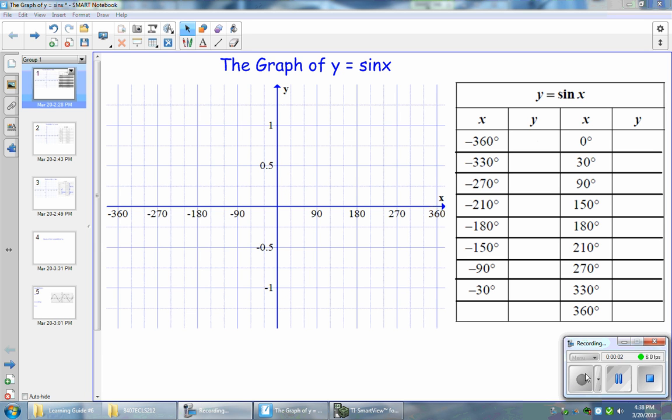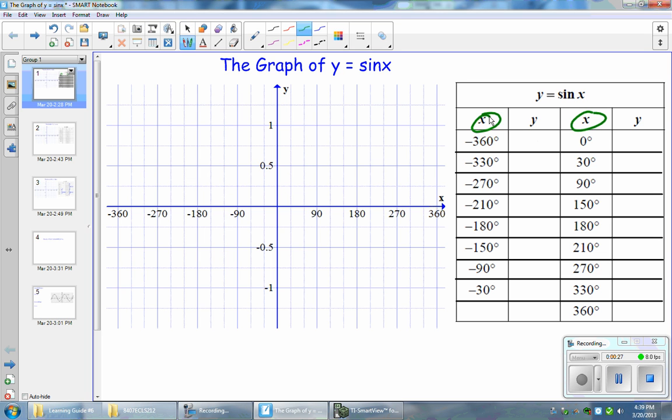All right, in this lesson, I'm going to show you what the graph of y is equal to sine x looks like. So I'm giving an empty Cartesian plane here and also an empty table of values. And we're going to use that table of values to graph the function y is equal to sine of x. So take a look at all the x values that we have here. We want to find the corresponding y values for each of those x values.